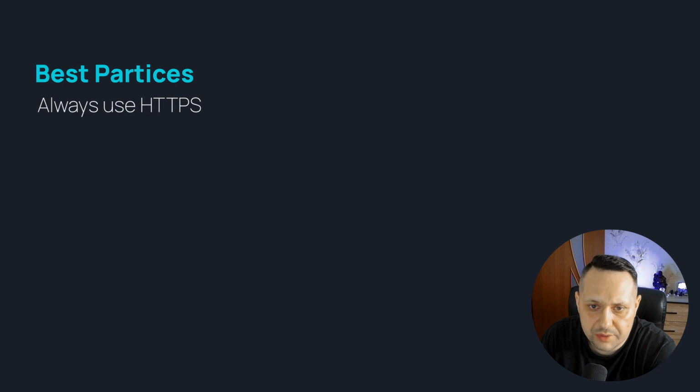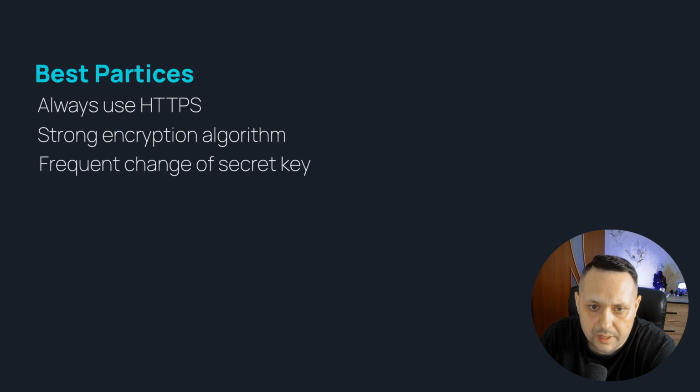Always use HTTPS to prevent token interception during transmission. This fundamental but crucial practice protects data integrity and confidentiality. Ensure your JWT's signature is created using a strong encryption algorithm. Weak algorithms can make your tokens vulnerable to attacks. Regularly change the secret key used for signing tokens. Set a short lifespan for your access tokens. Short-lived tokens reduce the risk in case of compromise as they quickly become invalid.